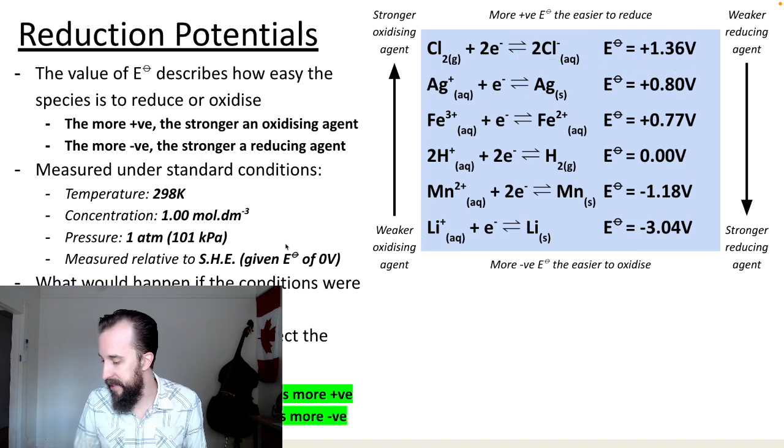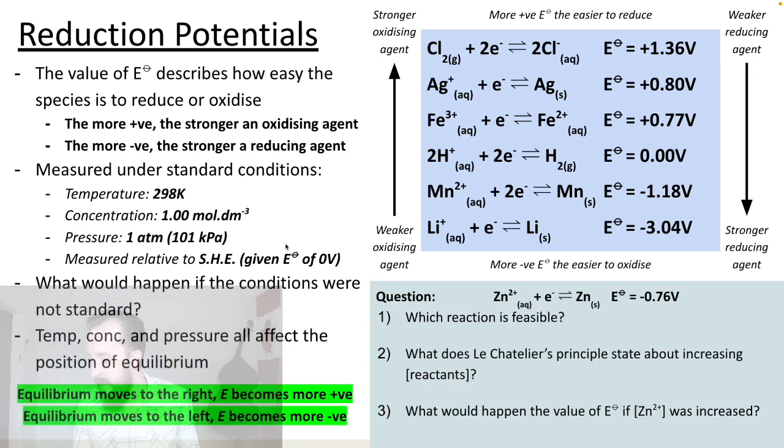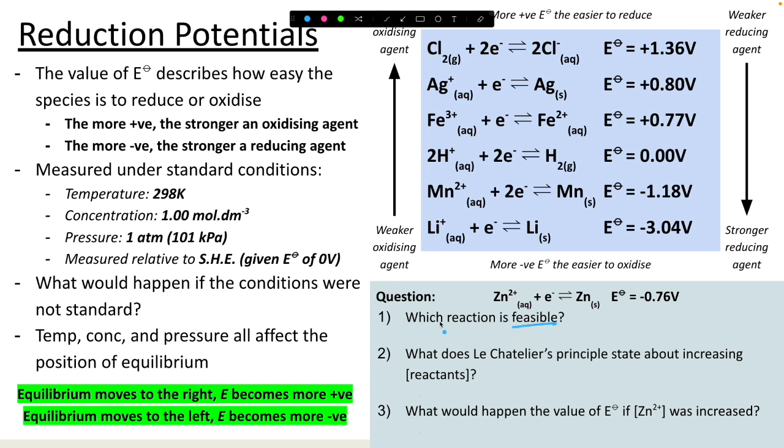So let's think about that conceptually. I've got a little question here as I do. I've got a zinc redox equilibrium there with its associated reduction potential at standard conditions. Let's remind ourselves what reaction is feasible, as in the forward or the backwards. Let's remind ourselves what Le Chatelier's principle states about an increase in our reactant concentration, and therefore what's going to happen to our reduction potential if we change that position of equilibrium. Pause if you want to have a think.